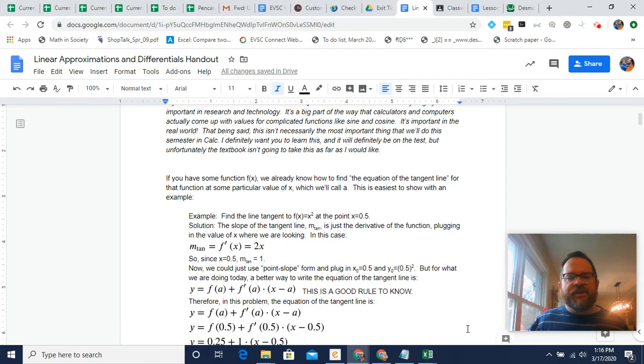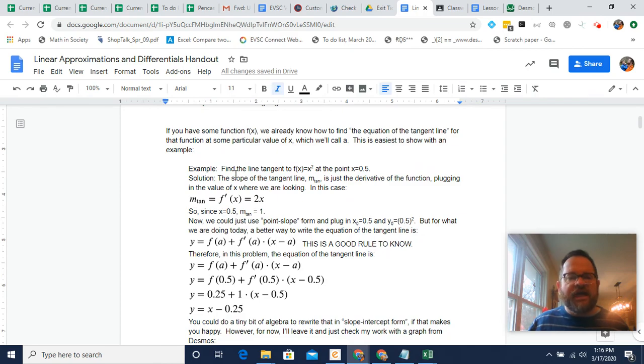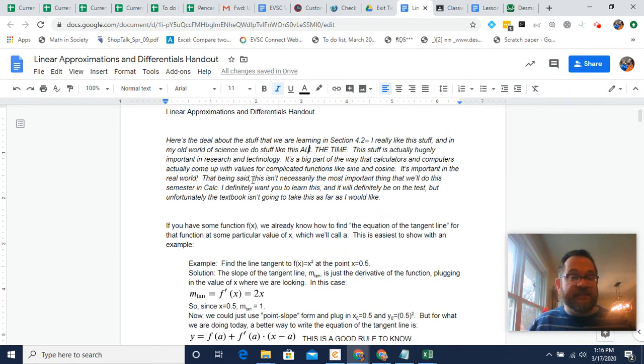But here's what we're going to be doing here. If you have some function, by the way, please get yourself a copy of this linear approximations and differentials handout. Whether you print it or not, it's kind of your business. But get it so we can be following along here.